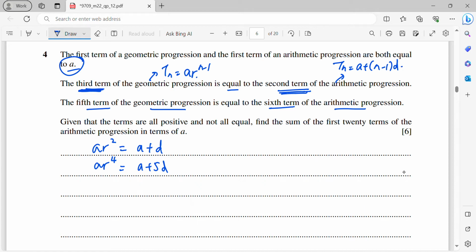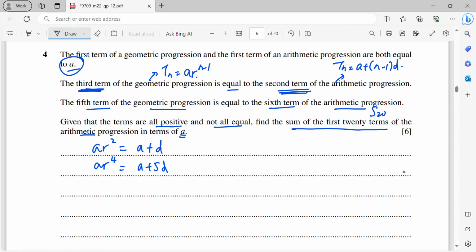Now given that the terms are all positive and not all equal, find the sum of the first 20 terms, which is S20, of the arithmetic progression in terms of A. Since we need the answer in terms of A, we need to eliminate the D from the simultaneous equations, so that my answer is in terms of A, with no more D.